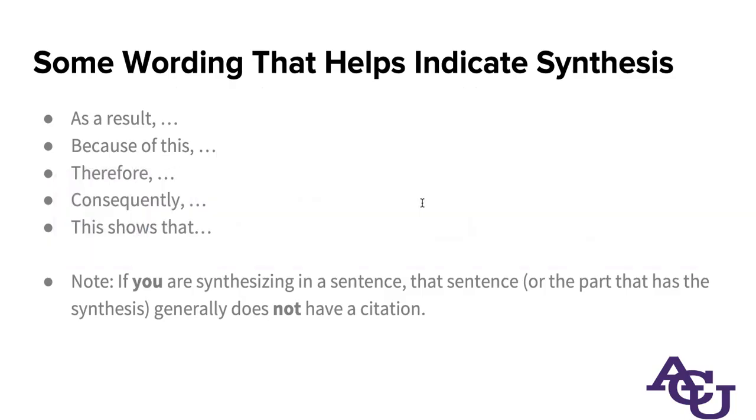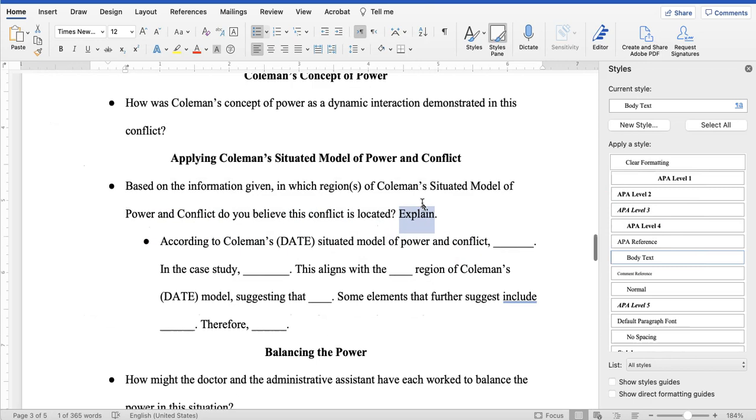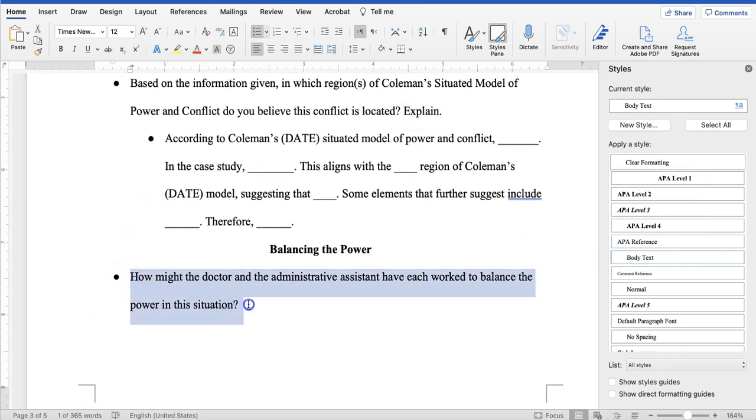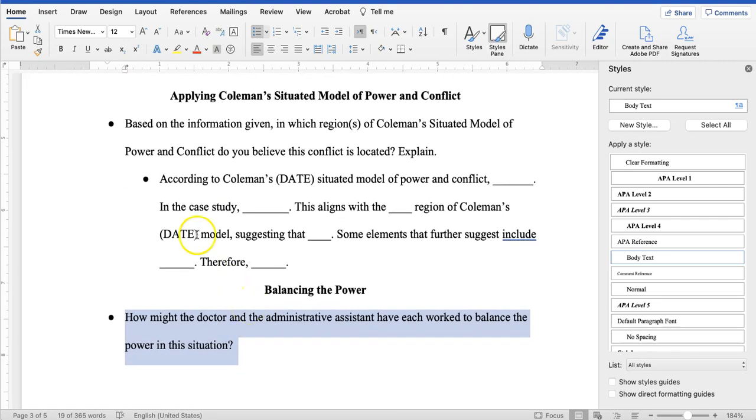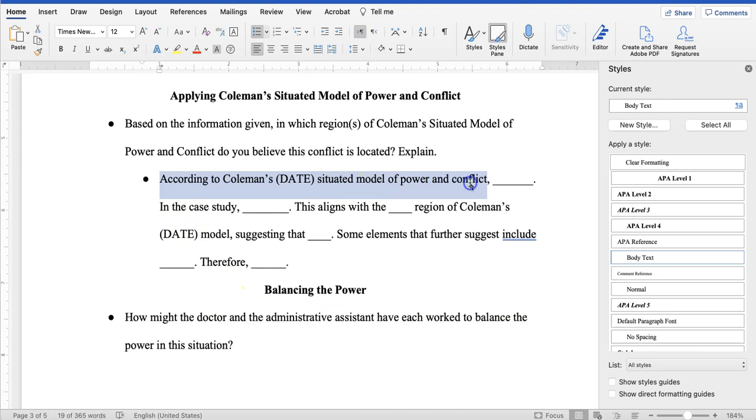So looking at our slides there, you could use any number of these as a result because of this. Therefore, consequently, this shows that, depending on how many implications you are discussing here. Keep in mind also that there are other questions where if your response starts veering into answering one of those other questions, you should move that discussion to that section so it stays very focused. By the way, the first time you discuss it, it's good to list the whole name of the model, but thereafter, author, date, and then saying the model is fine.